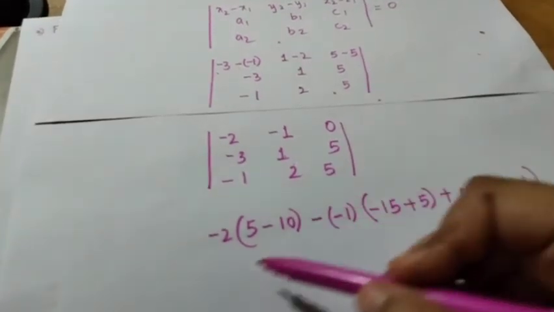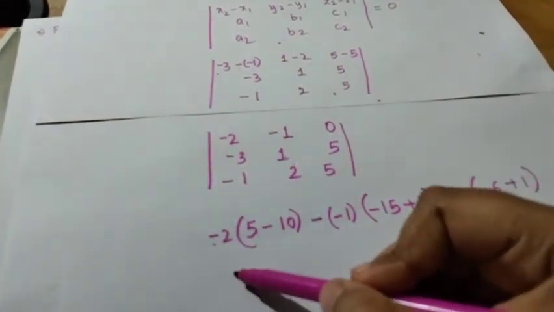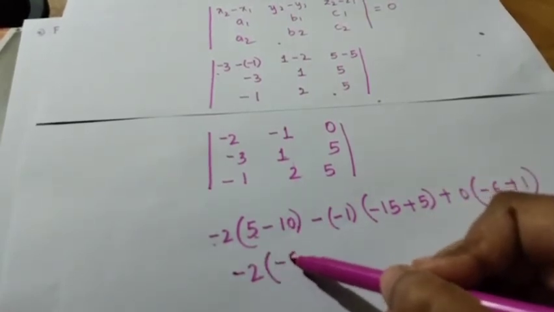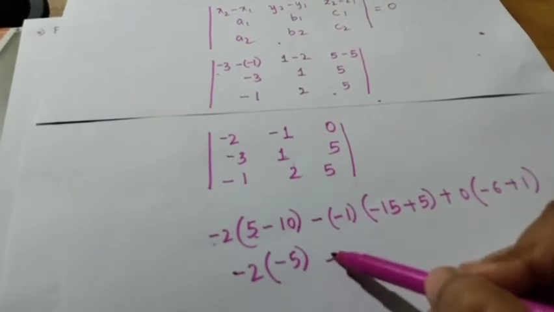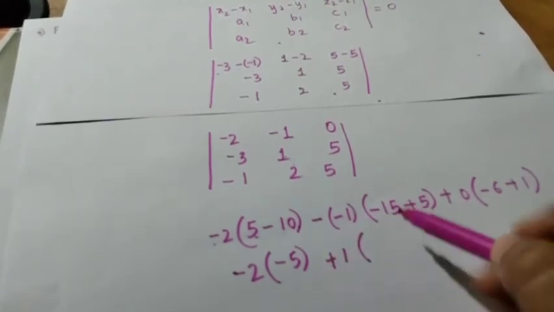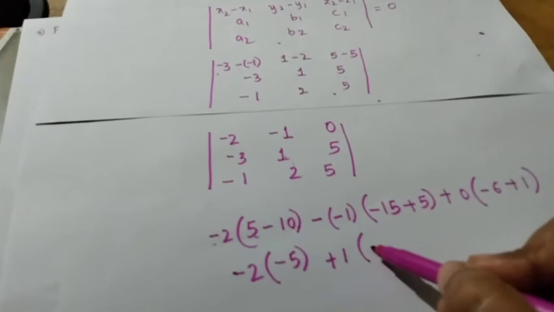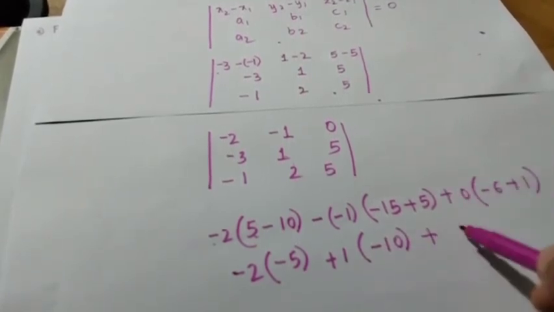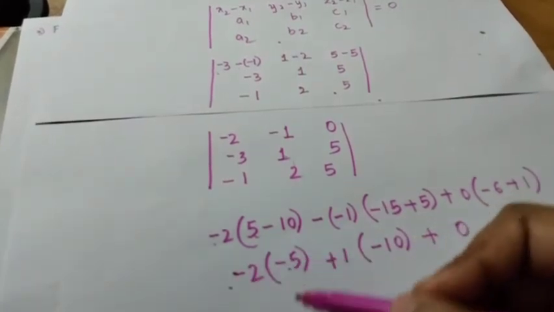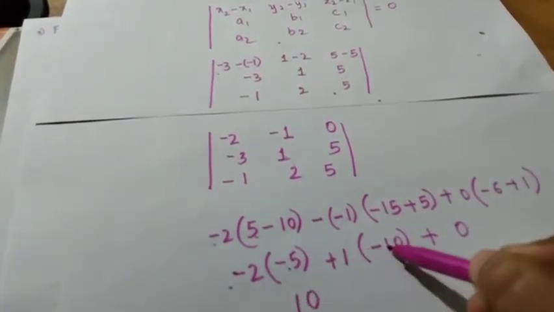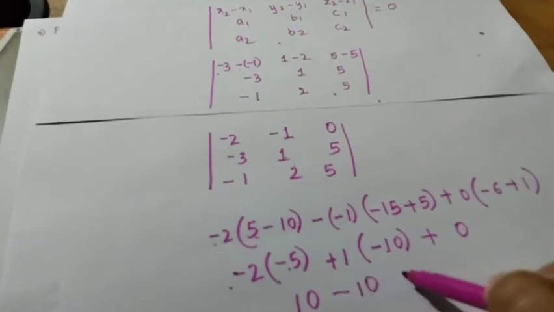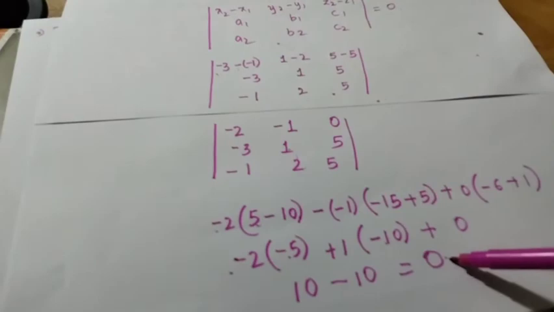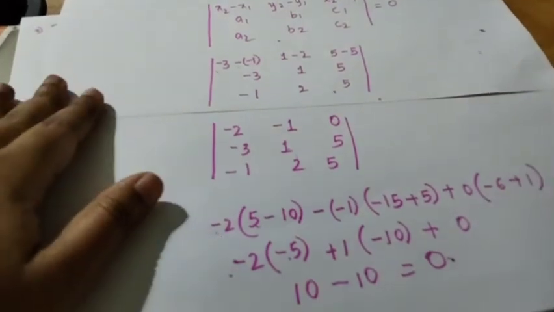Okay, I have to solve the value of the determinant. This is minus 2 into bracket 10 minus 5, it is minus 5. Minus into minus plus 1 into bracket minus 15 plus 5, which is minus 10. Plus 0 into the term is 0. Now minus into minus is plus 10. Minus 1 into minus 10 is minus 10. So 10 minus 10 is equal to 0. So if you get the determinant value as 0, then the given lines are coplanar.